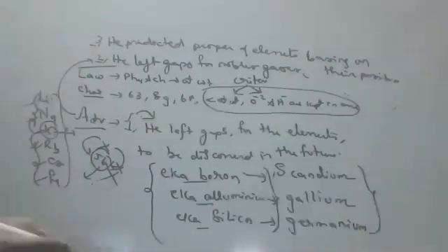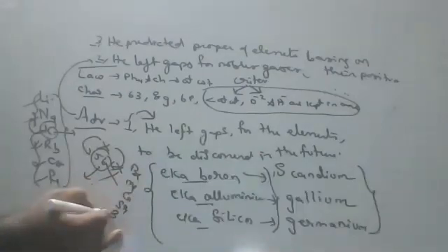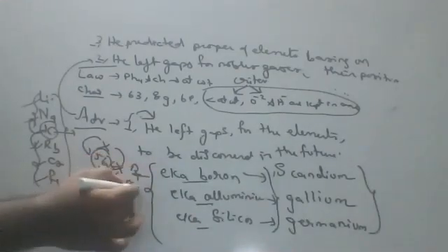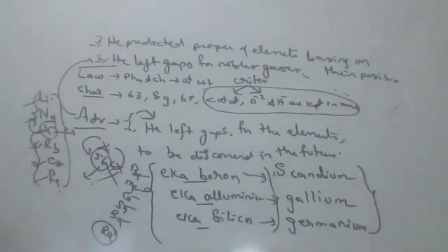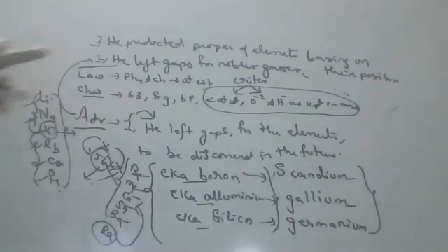Suppose one more example: beryllium, magnesium, calcium, strontium, barium, radium. He knew all the properties, but he didn't know radium properties. He said radium also will have same properties. How? He said basing on its position. So he predicted properties of elements basing on their position.